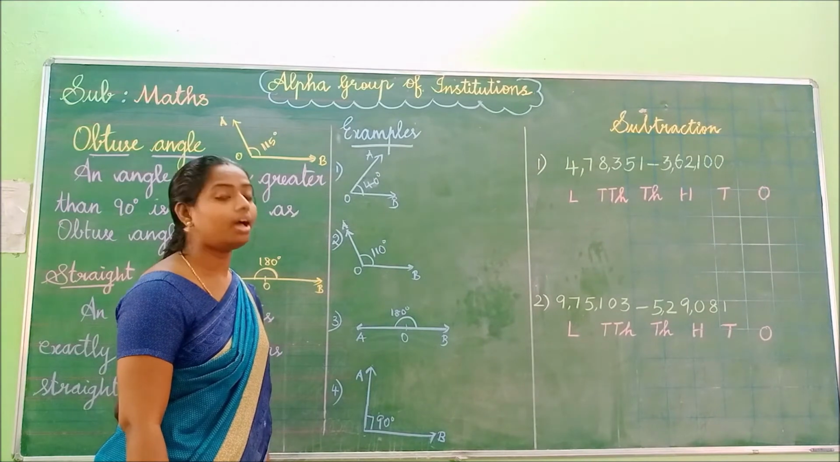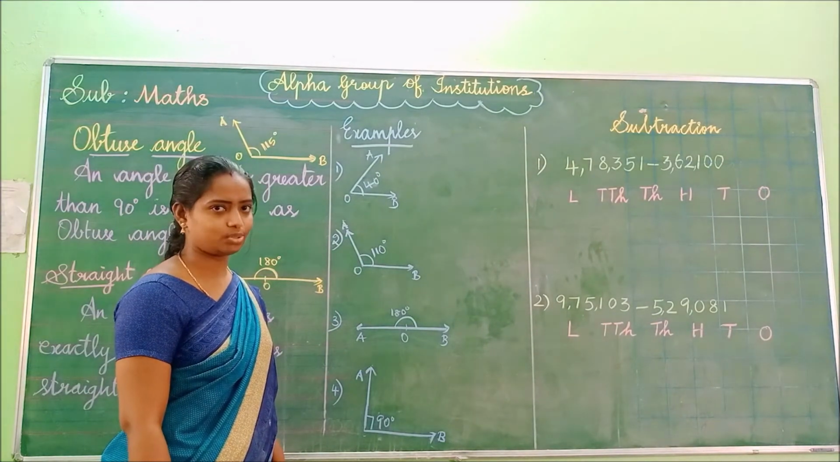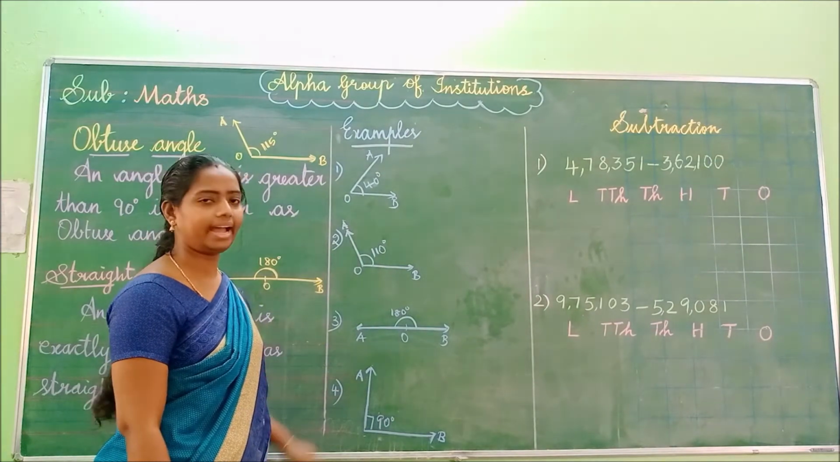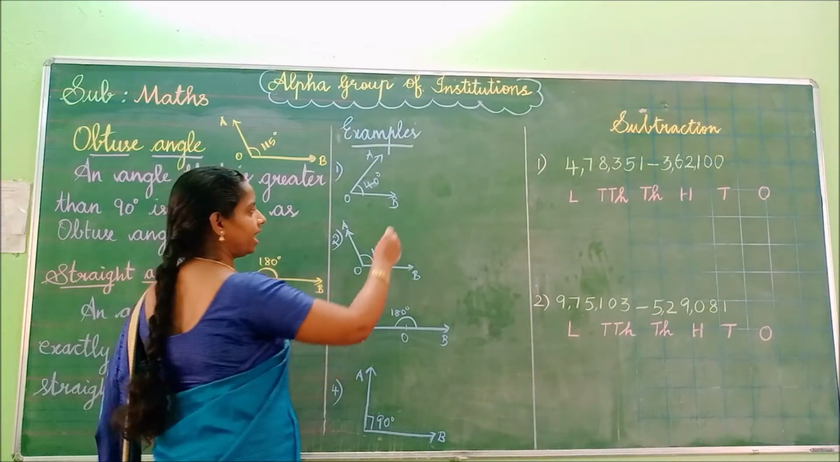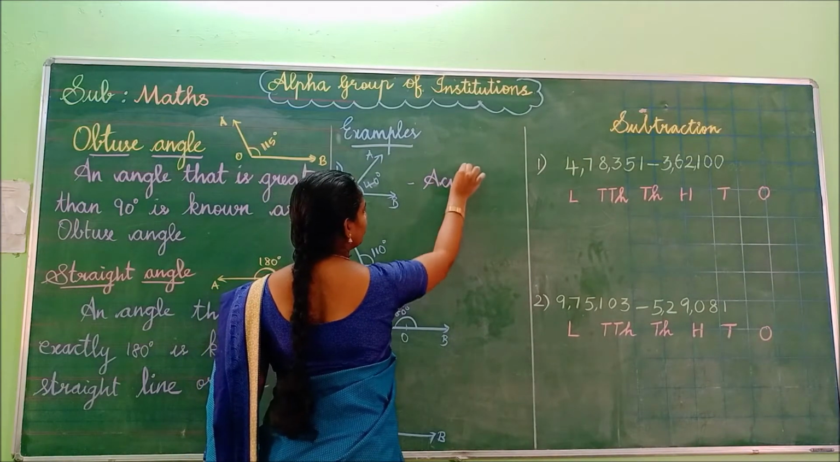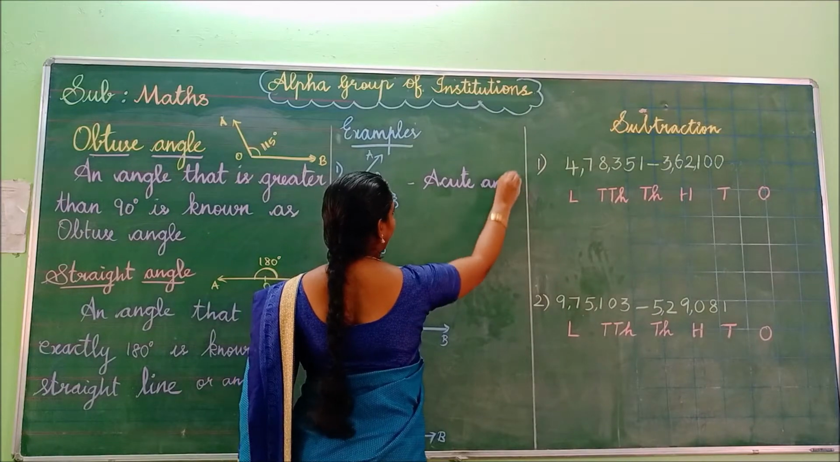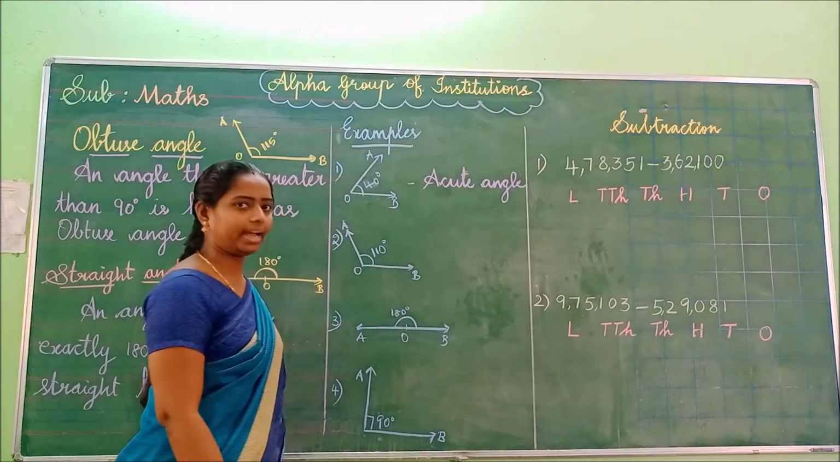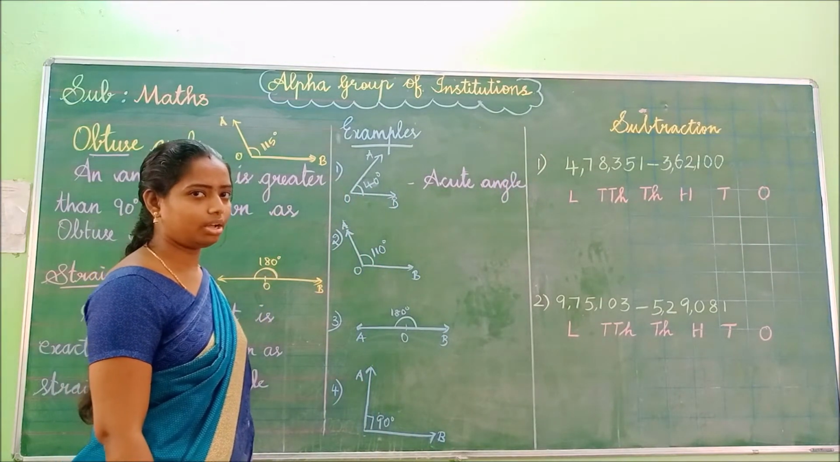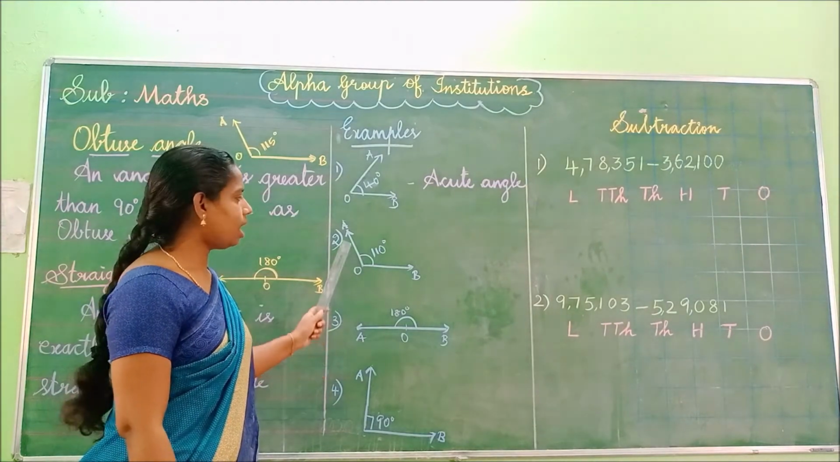Why are we saying acute angle here? Because it is less than 90 degrees. So we are saying it is an acute angle. So the answer is acute angle. A-C-U-T-E, acute angle, A-N-G-L-E. Okay, children, clear about it? For the first one, shall we move to the second one, children?